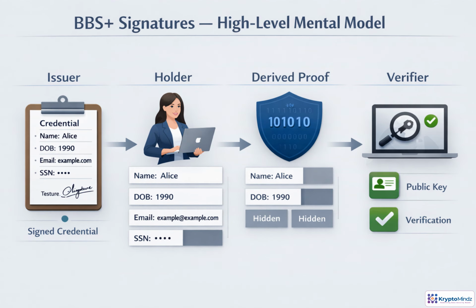A BBS Plus credential works like one signature over several separate facts, rather than one indivisible document. The issuer signs the full set once. Later, the holder does not present the original credential. They create a derived proof that reveals only the required attributes, while mathematically binding the hidden ones to the same issuer signature. The verifier checks that proof with the issuer's public key, without learning the concealed values.